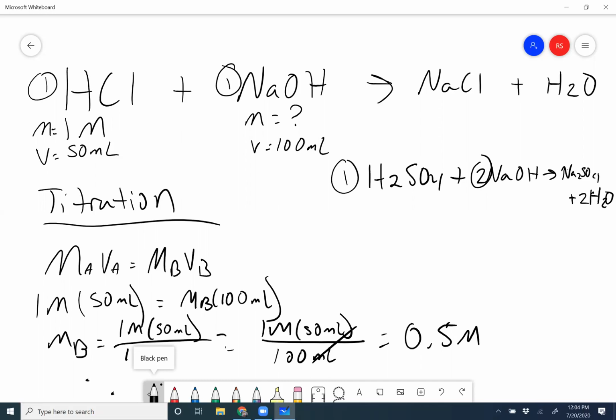And so when we do a non-1-to-1, what we do is we take the molar coefficient of the acid and we put it over here on the base. So instead of it being molarity acid, volume of the acid equals molarity base, volume of the base, we're going to multiply this by the coefficient of the base, so we're going to say little b. And then we're going to multiply this by the coefficient of the acid, which is little a.